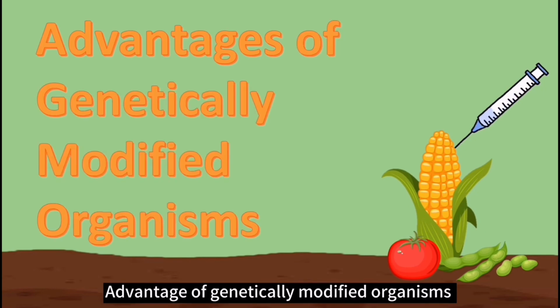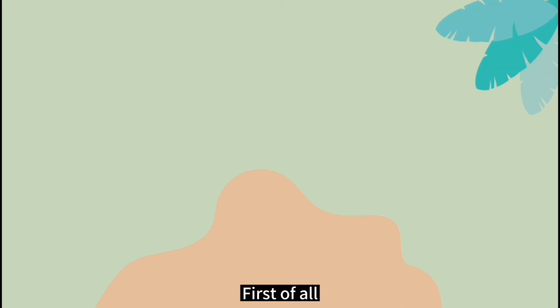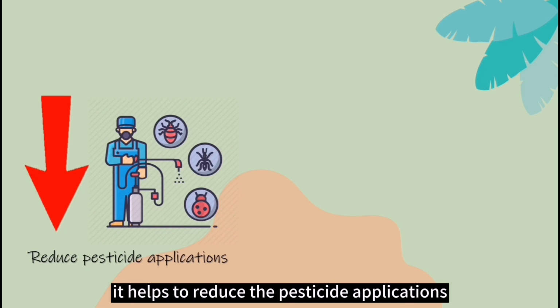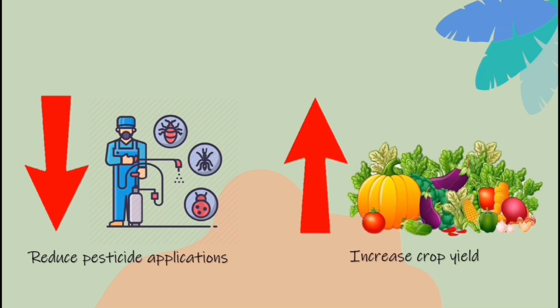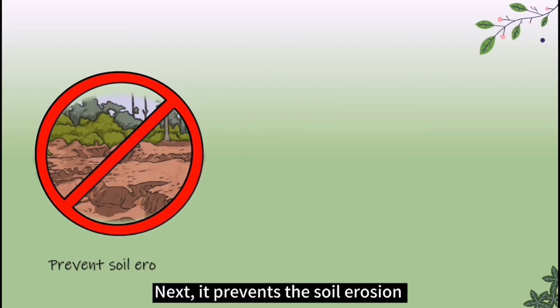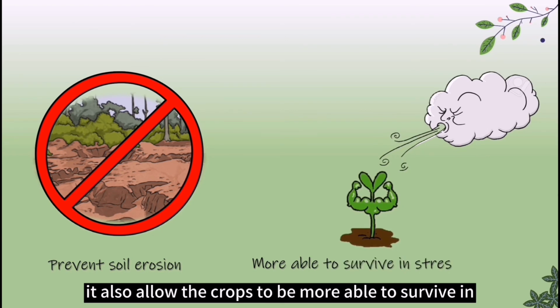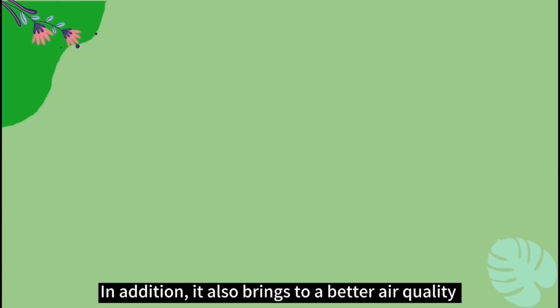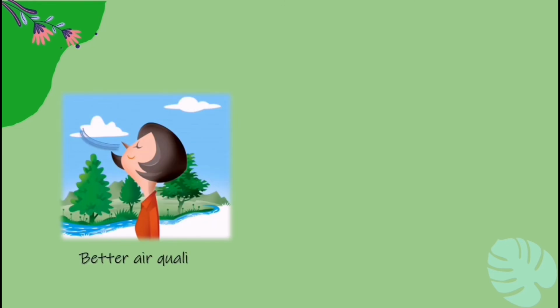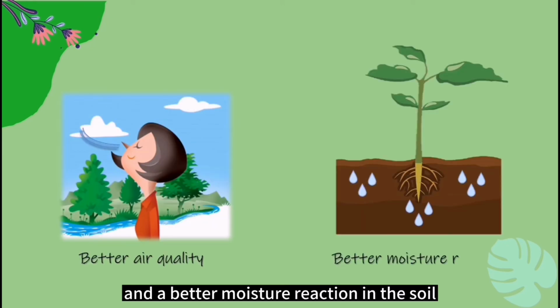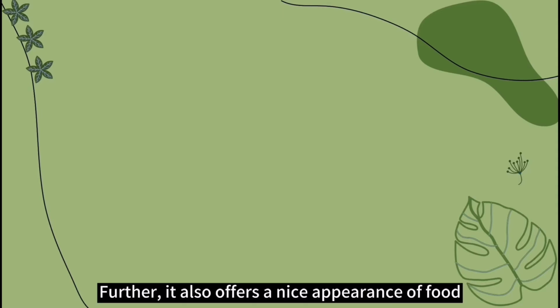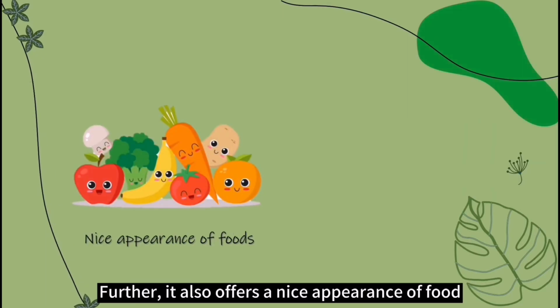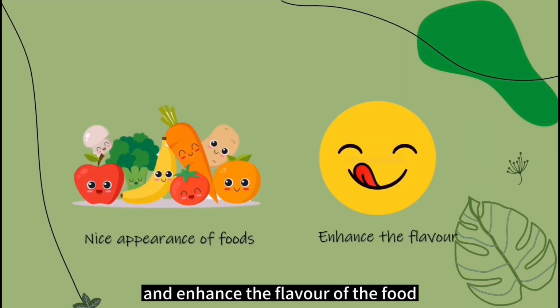Advantages of genetically modified organisms. First of all, it helps to reduce pesticide applications and increase crop yield. Next, it prevents soil erosion. It also allows crops to be more able to survive in stressful conditions. In addition, it also brings better air quality and better moisture retention in the soil. Further, it also offers a nice appearance of food and enhances the flavor of the food.